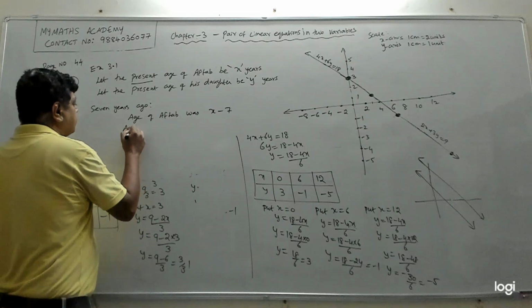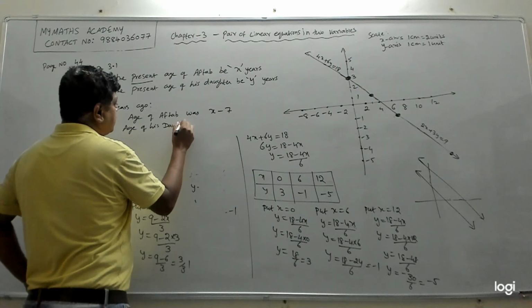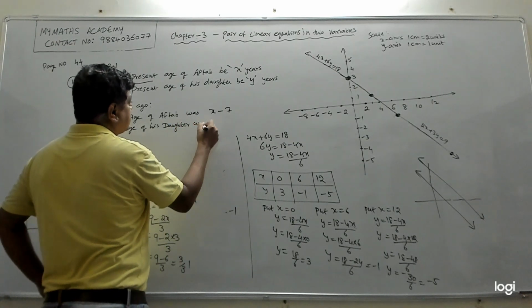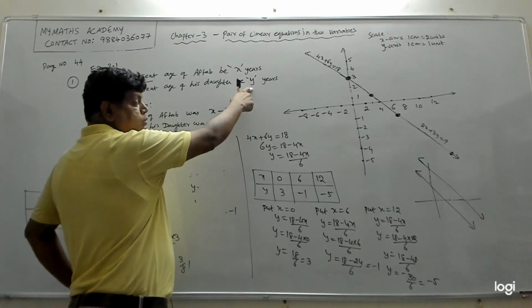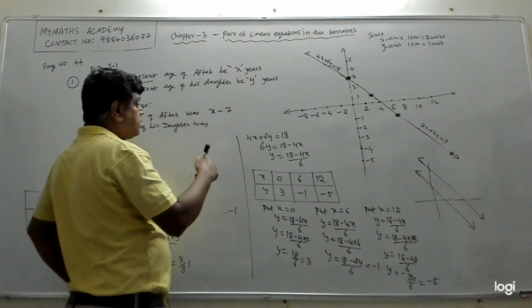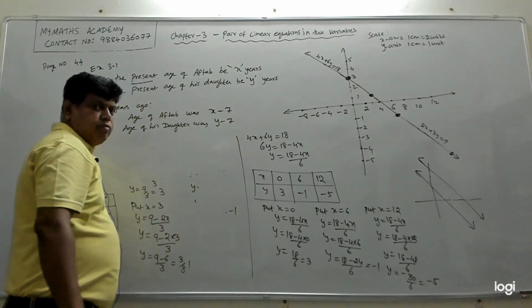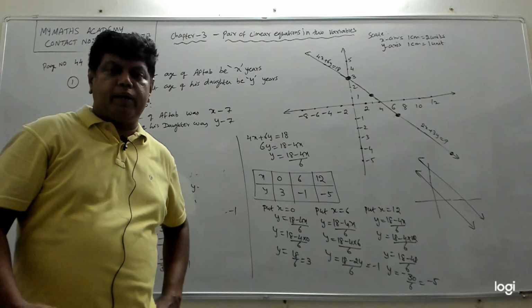Now, age of his daughter. Age of his daughter was how much 7 years ago? She is Y now. Her age is currently Y. So 7 years ago, she was Y minus 7. The daughter would have been Y minus 7.